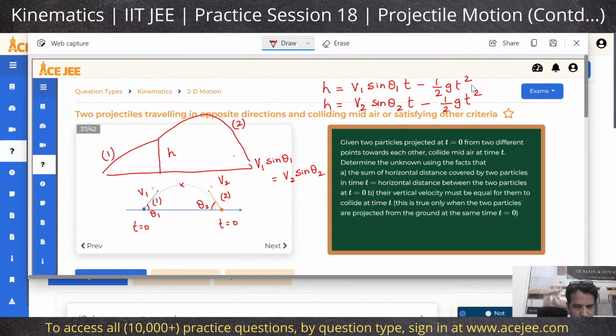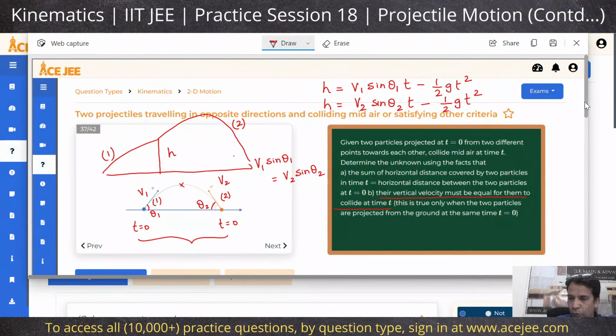So in this too, both will be equal. Looks like it, both should be the same. Okay, so that means the vertical velocities must be equal for them to collide at time t. But caution: this is only true if the two are thrown from the same height.